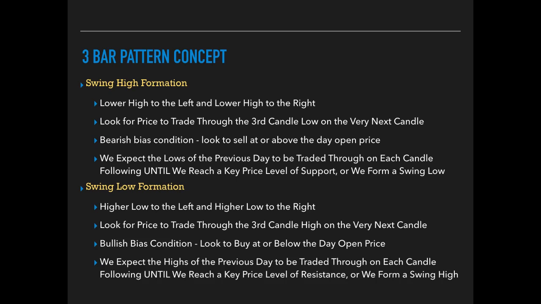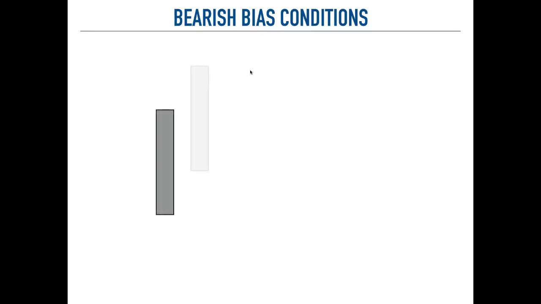Okay, and then we would expect the highs of the previous day to be traded through on each candle following until we reach a key price level of resistance, okay, or we form a swing high, right? And those are the conditions we look for, a swing high and a swing low. So just to reiterate and to refresh so you guys remember, in a bearish bias condition, we're going to be looking for a swing low, or sorry, a swing high, okay?